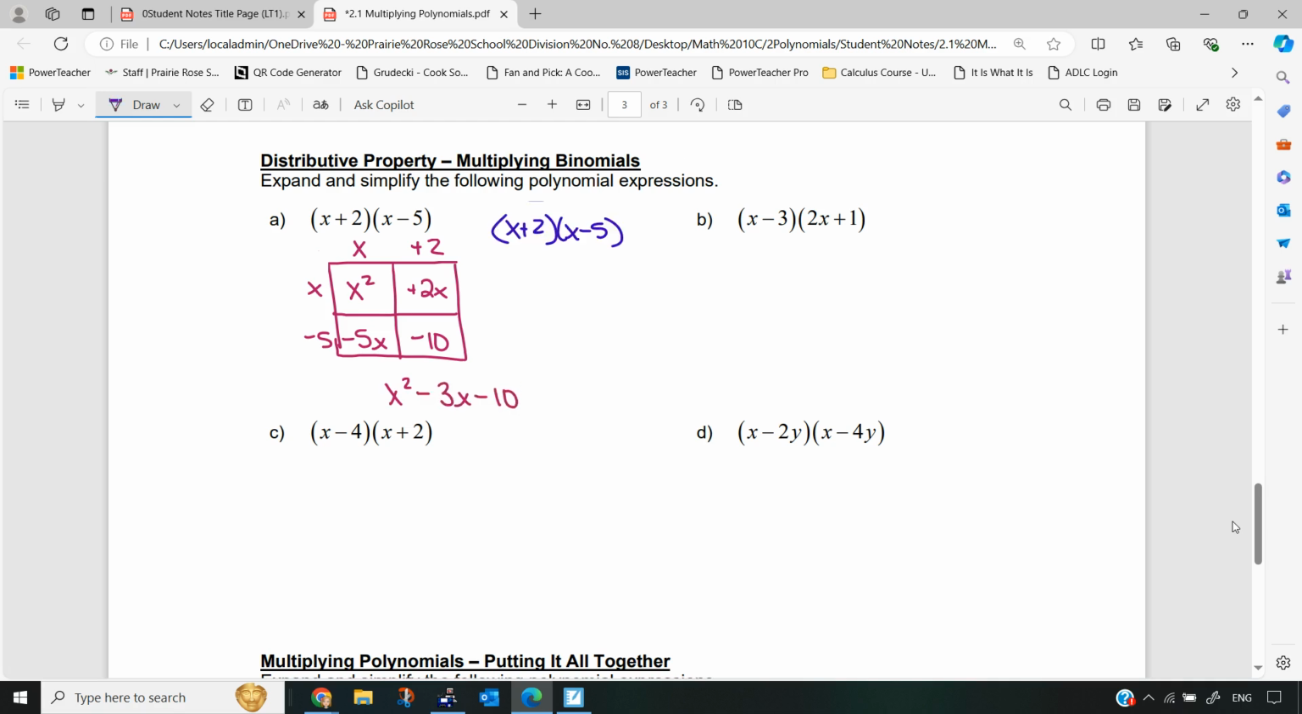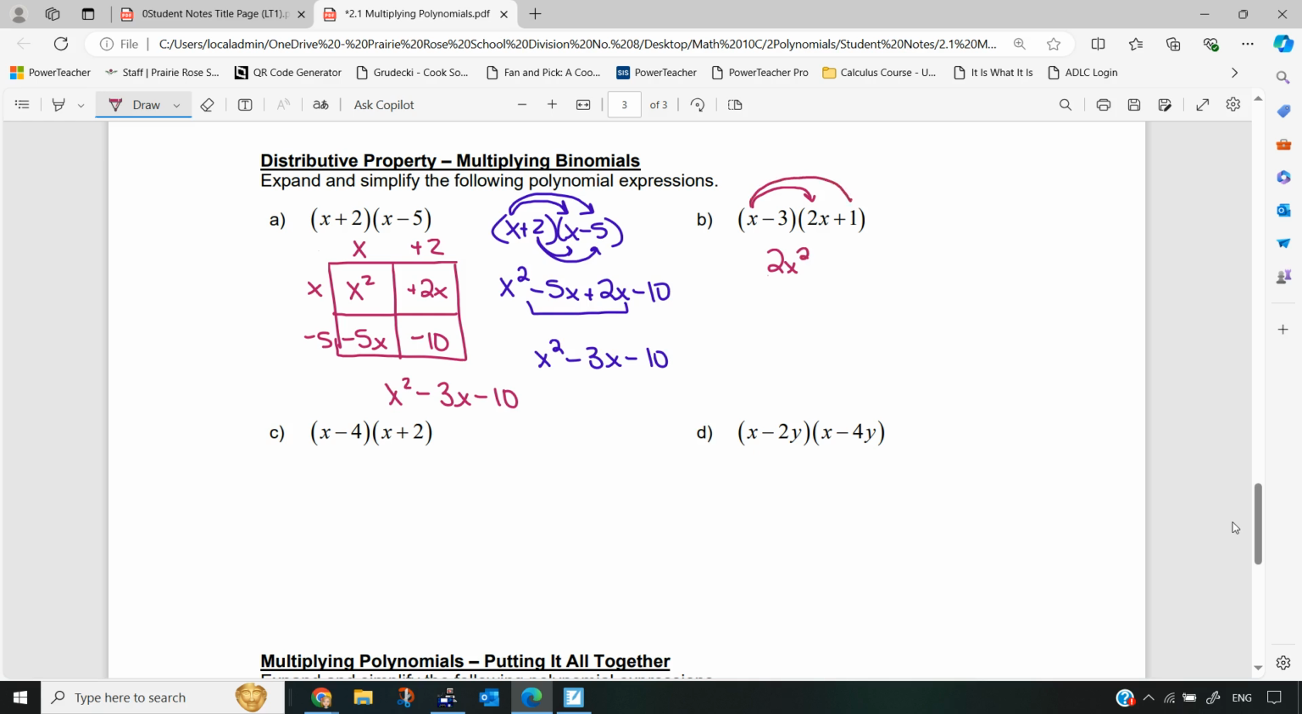Now, another way to expand this out is to use our distributive property and our arrows. So x times x would be x squared. x times negative 5 would be negative 5x. 2 times x would be positive 2x. And 2 times negative 5 would be negative 10. Once again, I'm going to combine my like terms. So that's going to give me x squared minus 3x minus 10. So let's work through some more examples. I have x times 2x is 2x squared.